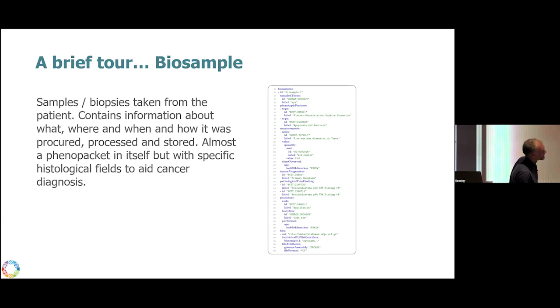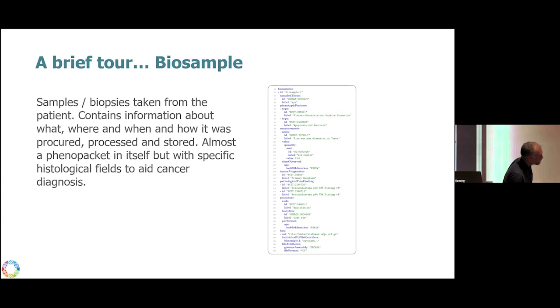But with this, you also need to know what it is that has been taken. So here we're using an ontology to describe the anatomy. You've got phenotypic features of that actual biosample itself, and then measurements that have been taken from it. So in this case, we are looking at the size of the tumor sample that's taken.